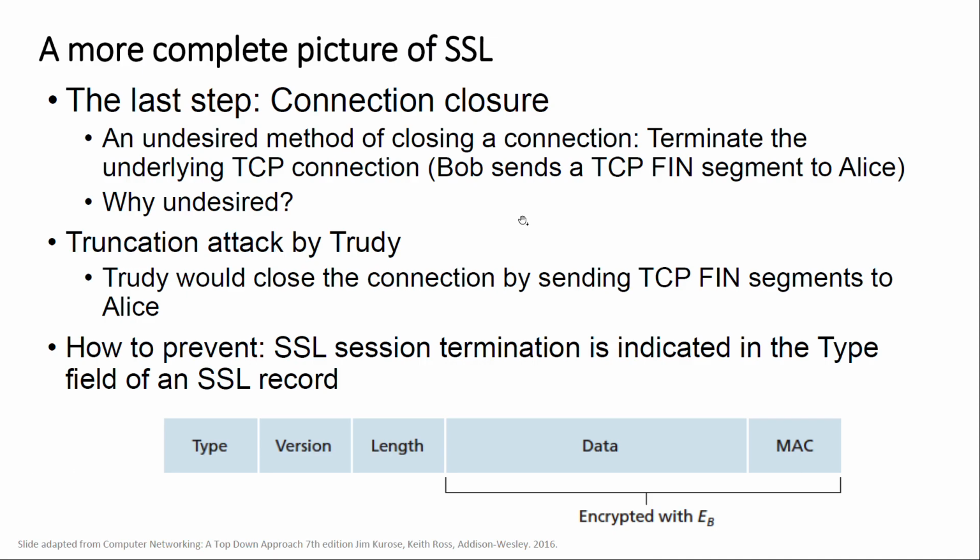The last step is connection closure. An undesired method of closing a connection is to terminate the underlying TCP connection. Bob sends a TCP FIN segment to Alice. Why undesired? Because there is a truncation attack by Trudy. Trudy will close the connection by sending TCP FIN segments to Alice, because we assume that Trudy can insert or delete anything at the communication level. So assume that even if you haven't decided to close the connection, the attacker may send the TCP FIN segments to Alice and close the connection.